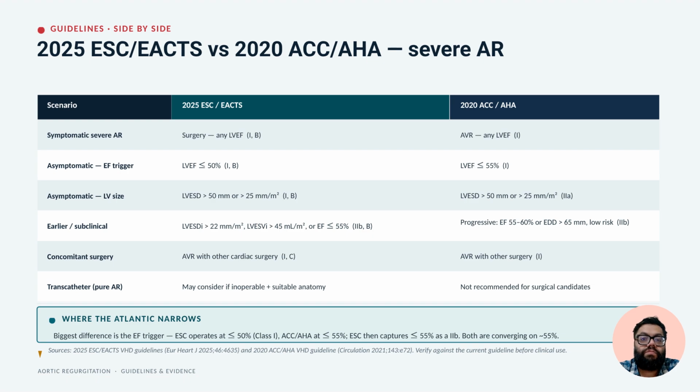The single most important difference highlighted in the teal box is the ejection fraction threshold for the asymptomatic patient. The European guideline pulls the trigger at 50% as a class 1, whereas the American guideline acts at 55. The Europeans then fold 55 back in as a weaker 2B recommendation. The trajectory of both is towards intervening a little earlier, converging around an ejection fraction of 55.